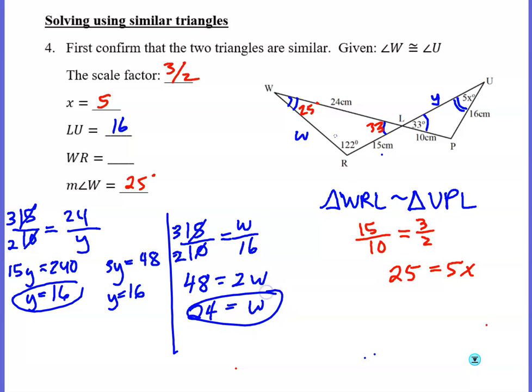So that was kind of interesting. That means these two sides ended up being equal, which I didn't mean for that to happen, but it did. We're going to go with it. Okay. All right.